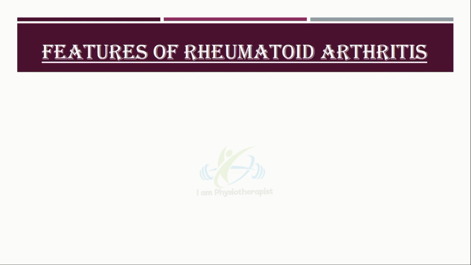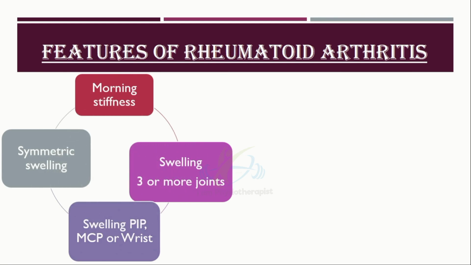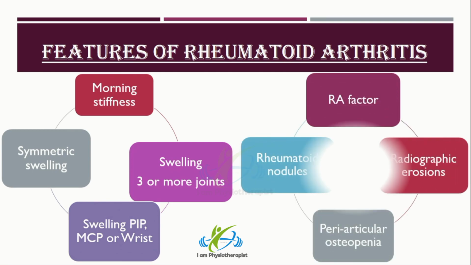Features of rheumatoid arthritis include morning stiffness lasting at least 1 hour before maximal improvement, soft tissue swelling of 3 or more joints observed by a physician, swelling of the proximal interphalangeal, metacarpophalangeal, or wrist joints, symmetrical swelling, rheumatoid nodules, the presence of rheumatoid factor, radiographic erosions, and periarticular osteopenia in hand and wrist joints.